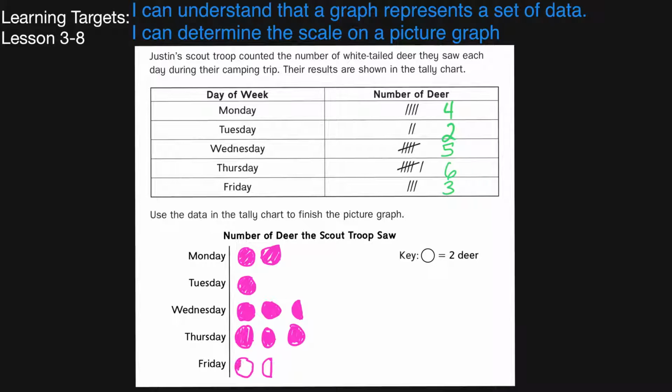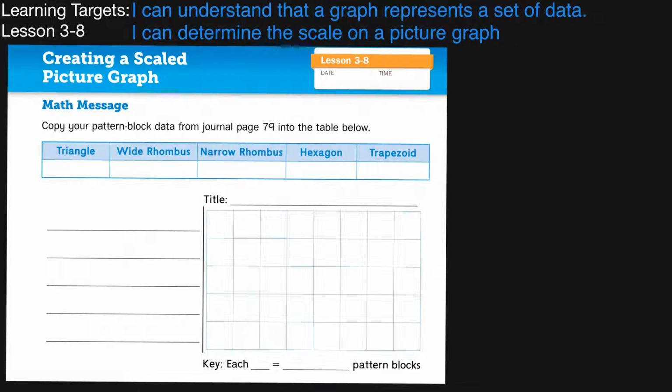And I'm going to solve it. And I've got 2. And half of a circle equals 1, so I've got 3. I really like doing graphs like this in picture graphs because I can see quickly what the data looks like and see that Thursday was the day where they saw the most deer. Let's continue on to the next part of our lesson.